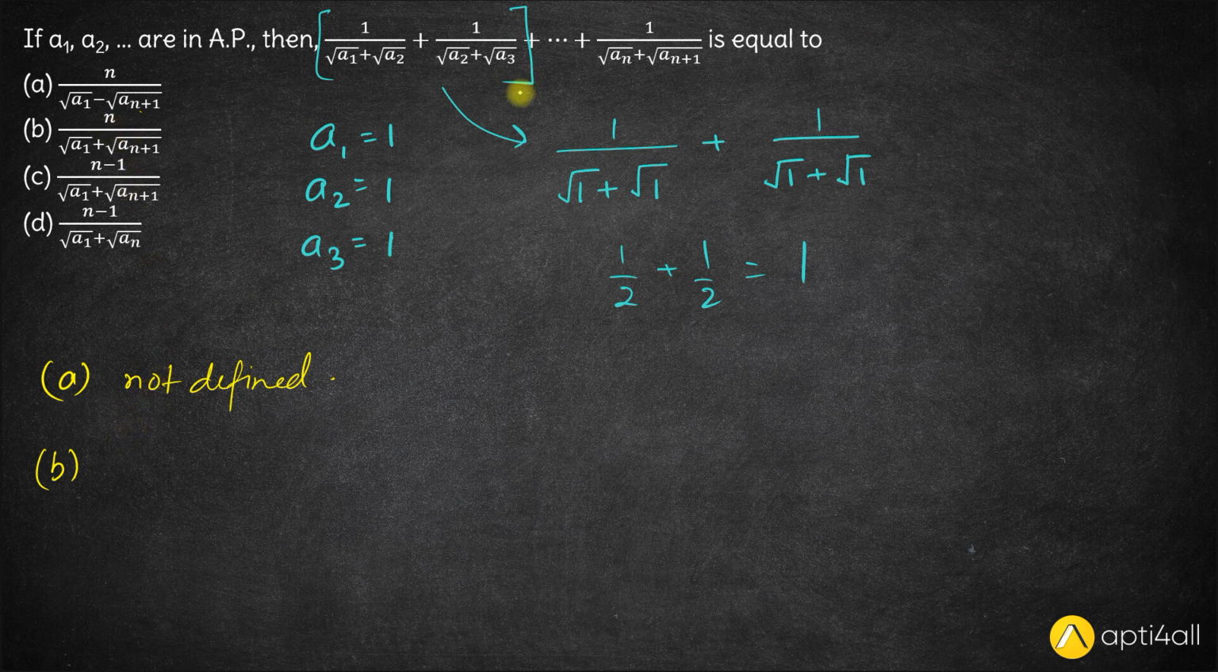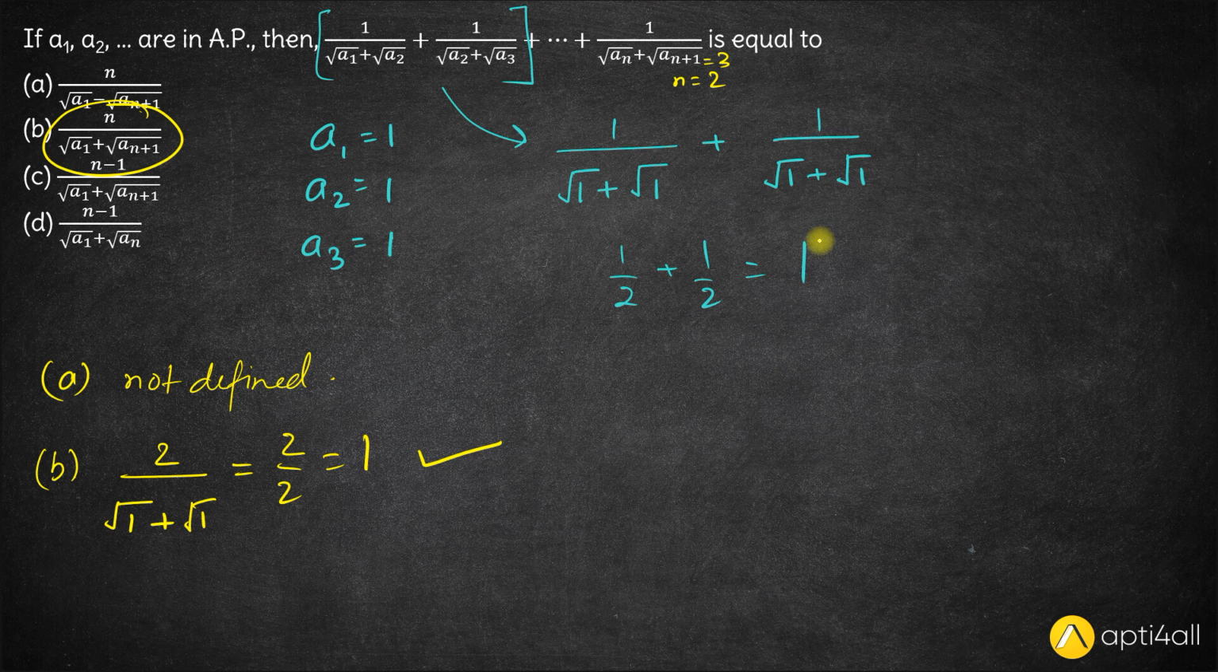Let's check B. Now since we know n plus 1 has to be 3, n should be equal to 2. The highest term that we are taking is 3. So n plus 1 is 3, n is equal to 2. So substituting n equals to 2 here, we have 2 upon root of A1 plus root of A3. Now this is 1 plus 1, 2. So this becomes 2 upon 2, which is 1, and it matches the answer. Hence option B is the right answer here.